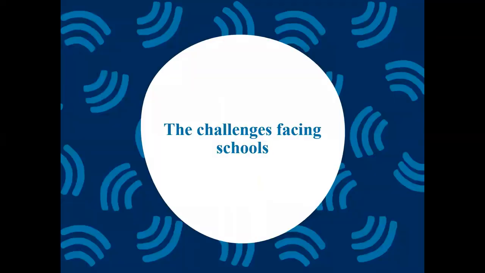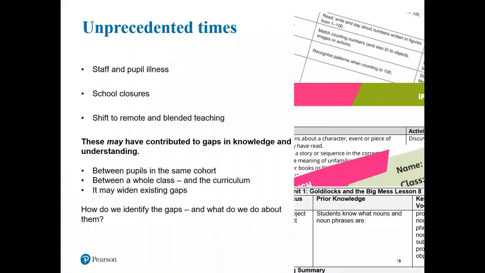Okay, on to the better stuff. I say better. Okay, so as the header says, we live in unprecedented times. You'll know as well, if not better than me, the challenges facing schools and pupils at this time. The current pandemic has had significant effects on schools and on pupils' education. Staff and pupil illness, school closures, and a shift to remote and blended teaching and learning have all disrupted our normal ways of educating and of tracking just where pupils are. They might have contributed to gaps in knowledge and understanding between pupils in the same cohort, between a whole class and the curriculum, where they're expected to be. And they might have widened existing gaps as well, especially for disadvantaged groups.